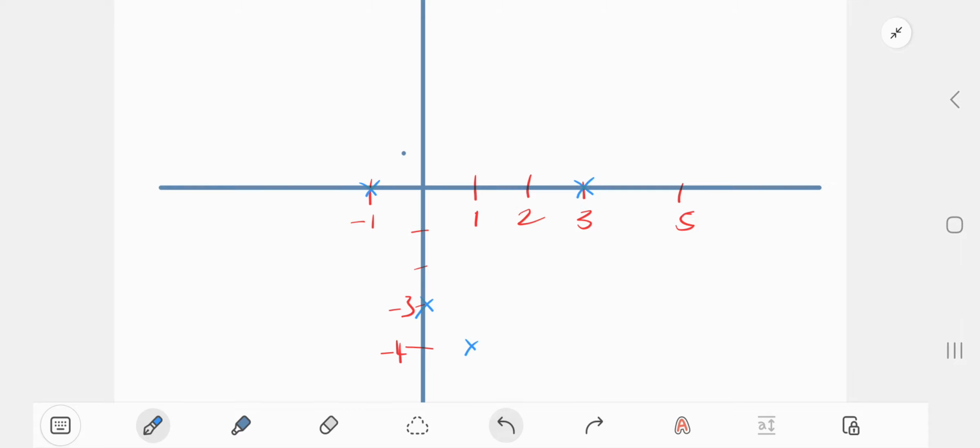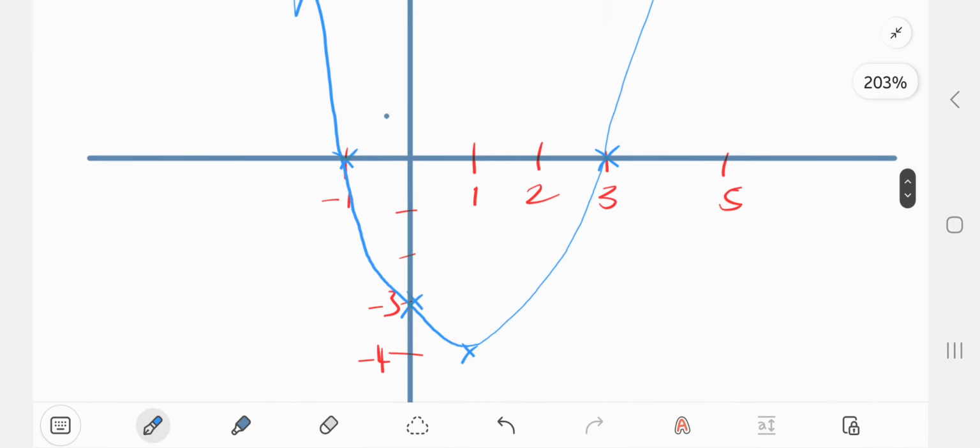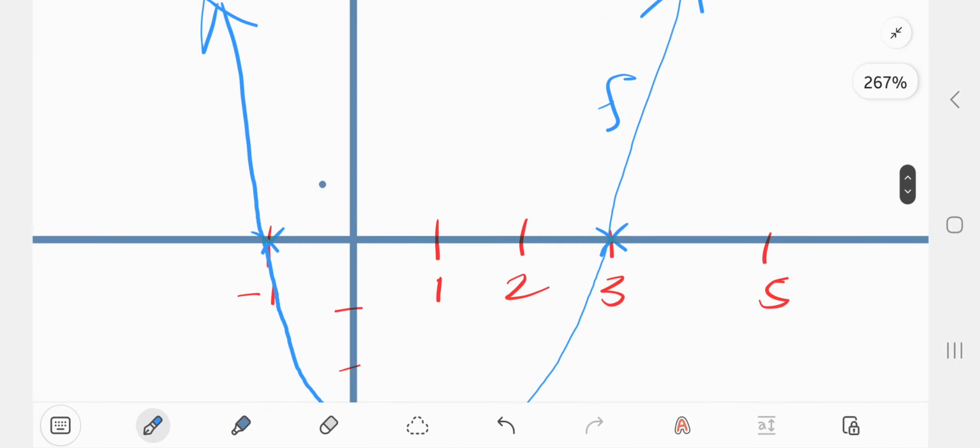So let me just redraw it. So we can have something like that. Something like that, right? And then, yeah, we sorted, right? So that's our graph of f, right?